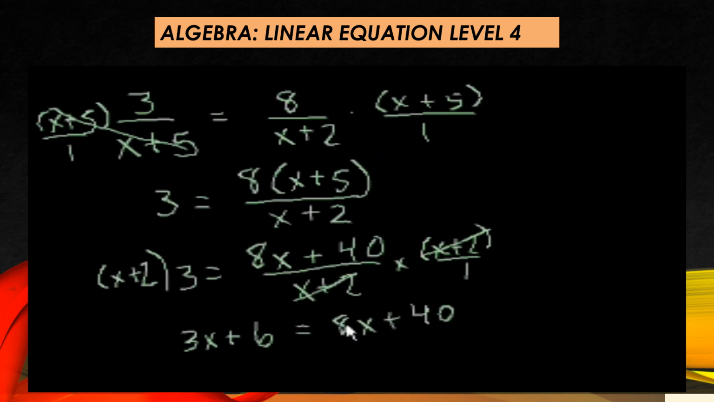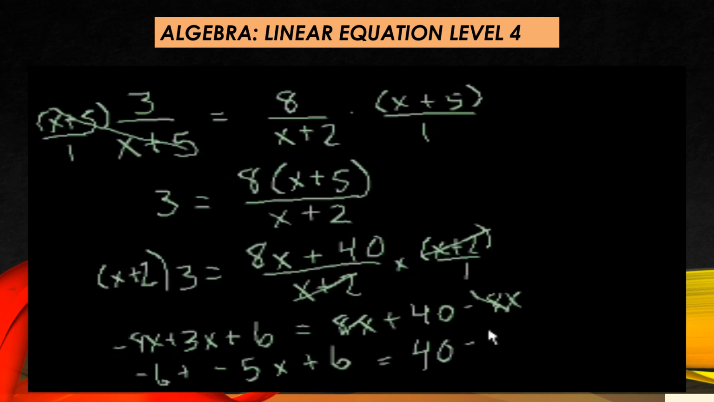Well, if we subtract 8x from both sides, minus 8x plus, I think I'm running out of space, minus 8x. Well, on the right-hand side, the 8x is canceled out. On the left-hand side, we have minus 5x plus 6 is equal to, on the right-hand side, all we have left is 40. Now we can subtract 6 from both sides of this equation. Let me just write it out here. Minus 6 plus minus 6.